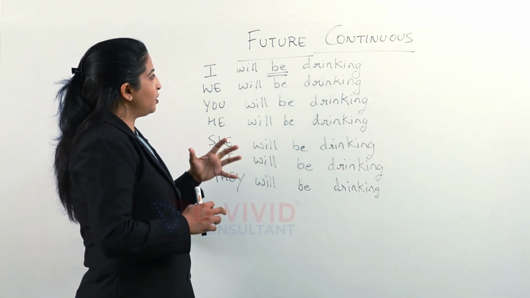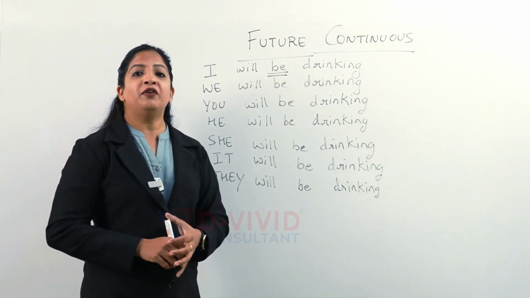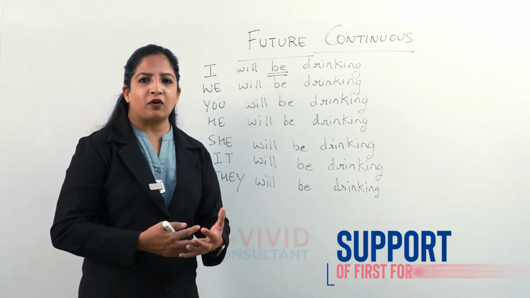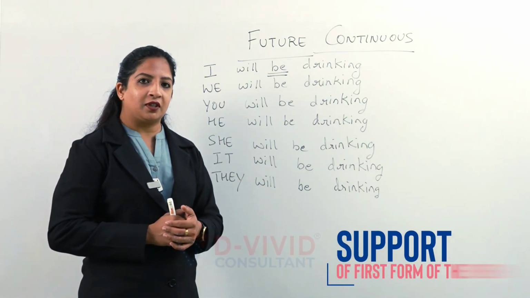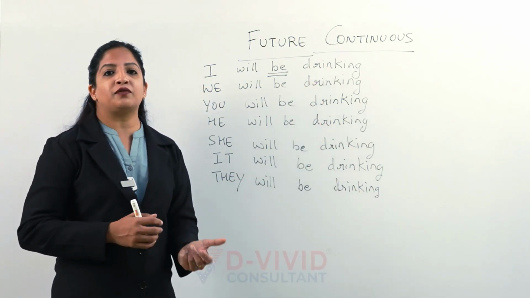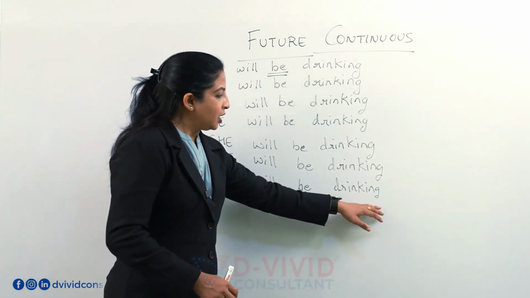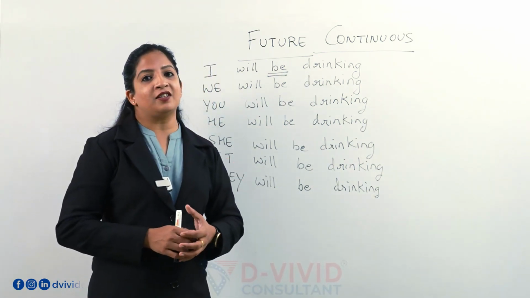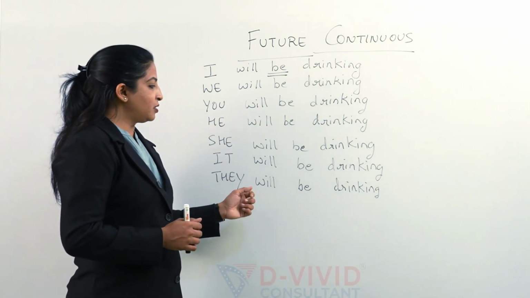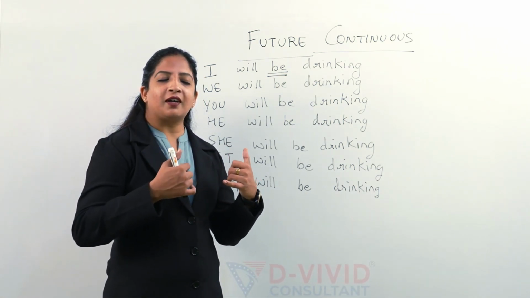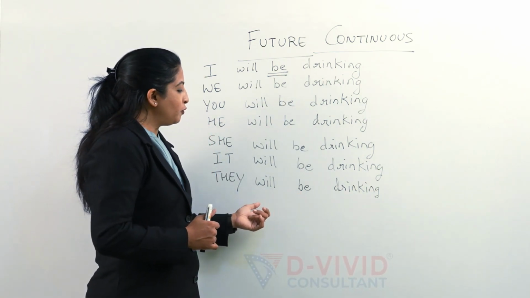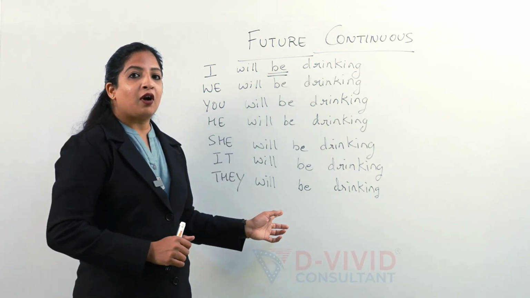Okay guys, so here whenever we have will, so will needs the support of the first form of the verb. But unfortunately, because we are in the continuous form of the future, our verb is having ing and it is not the first form. And so we need a support for will, and so again we are going to call Mr. Be over here to fulfill the requirement for will.